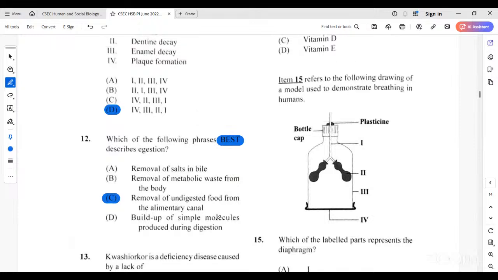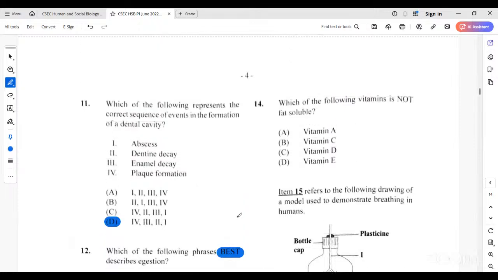Question 14. Hello, Crystal. Happy evening to you. Thanks for joining us. Which of the following vitamins is not fat soluble? See the capital letters. Anytime you see capital letters, you pay attention to it. Please pay attention to it, whether you underline it while you're doing the exam or do a little shading around it.